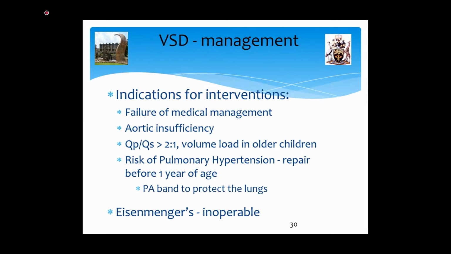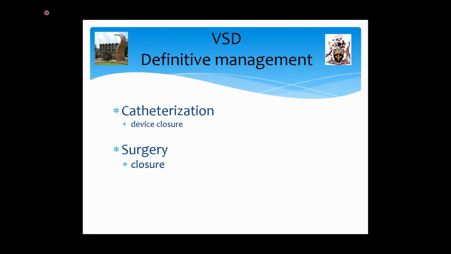Occasionally, we put a PA band to reduce the amount of blood flowing to the lungs and allow the child to grow. If they have Eisenmenger, then we will not operate. How do we close them? Usually, if they are big, it is surgical closure. Open heart, close the VSD, close the heart, close the chest. If they are small and they are far away from the valves, we can do it by catheterization, just the same way we do a device closure, just like an ASD.